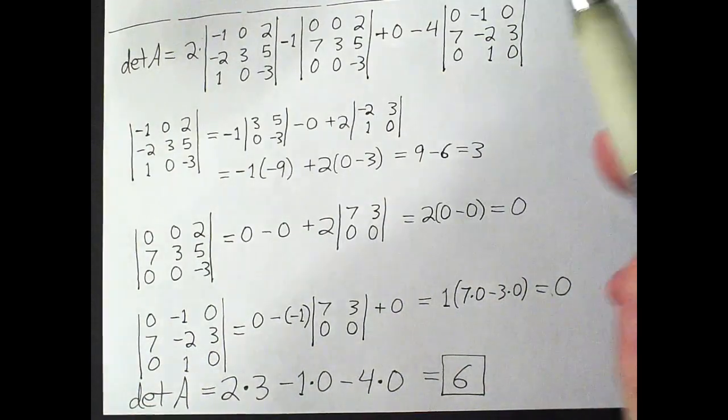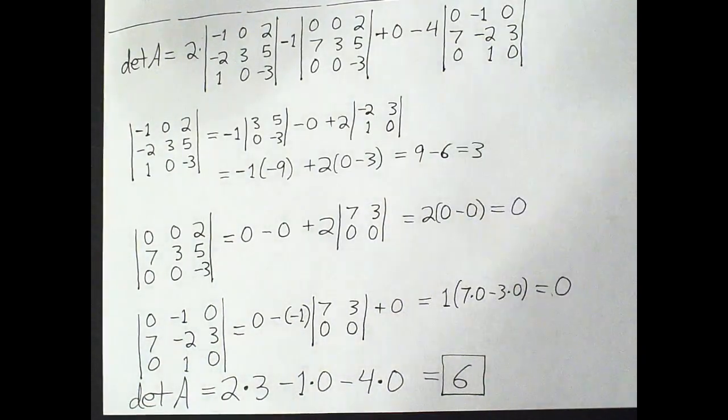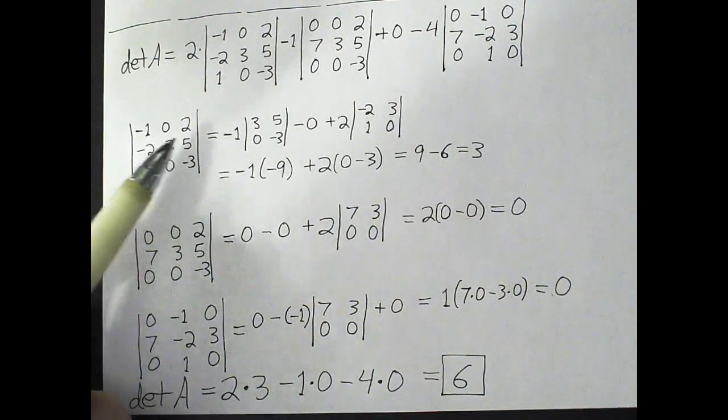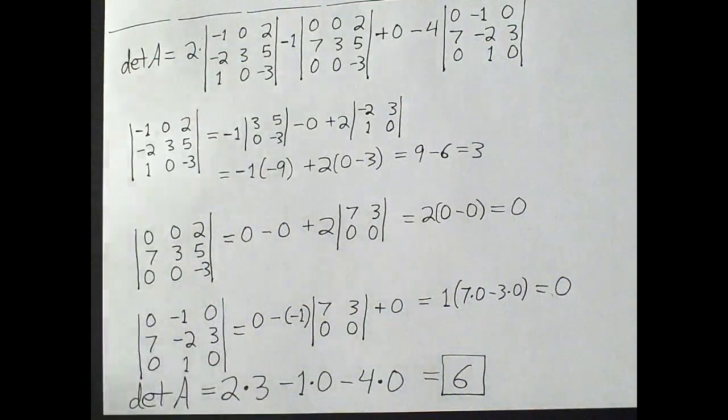So it's okay if you have a big problem to break it up into smaller problems like this. I mean, that's kind of the whole point of the definition of the determinant. By definition, it takes a problem and breaks it up into smaller problems. You see, we started with a 4 by 4 matrix, and in our work, we've got 3 by 3 submatrices, and we have 2 by 2 submatrices. Final answer is 6.